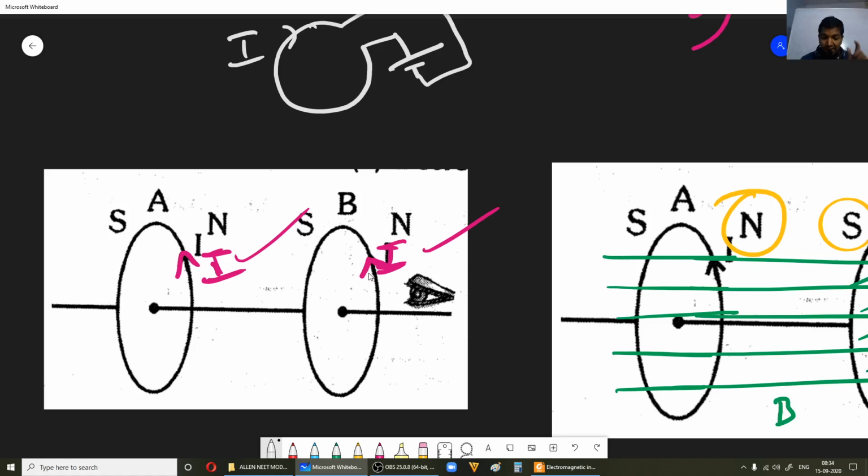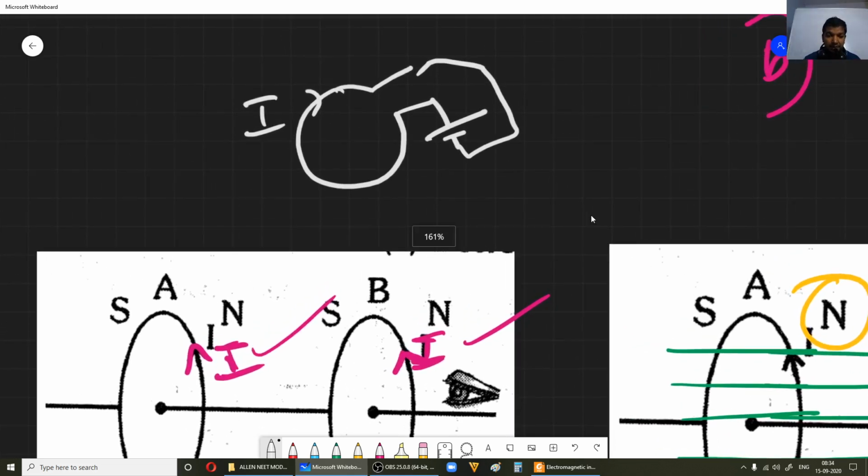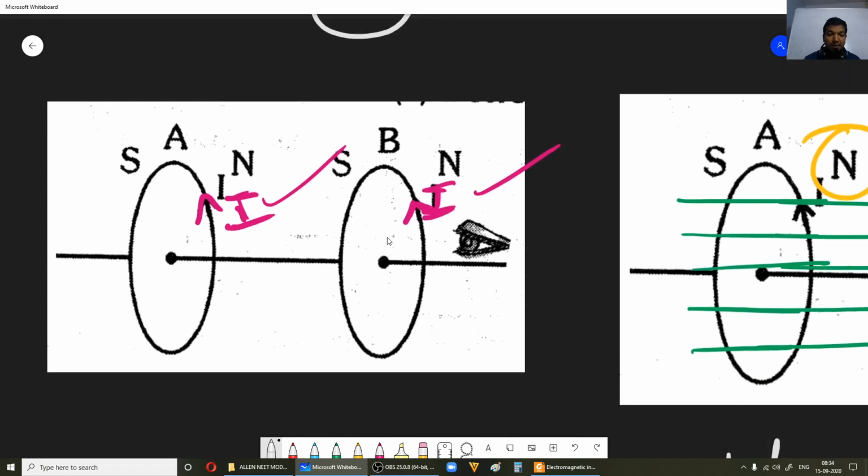Now what they are saying is, when you move the coils towards each other, or when you move the coils away from each other, what will be the net current? That means, will the current decrease or increase? So that you have to say. So remember, this current will be constant due to the current supplied by the battery. Now let us come back here.